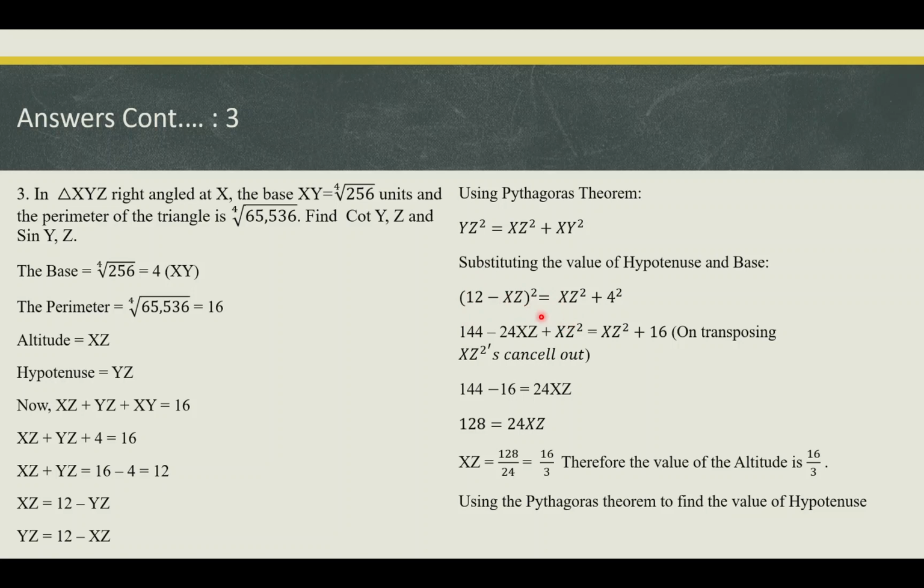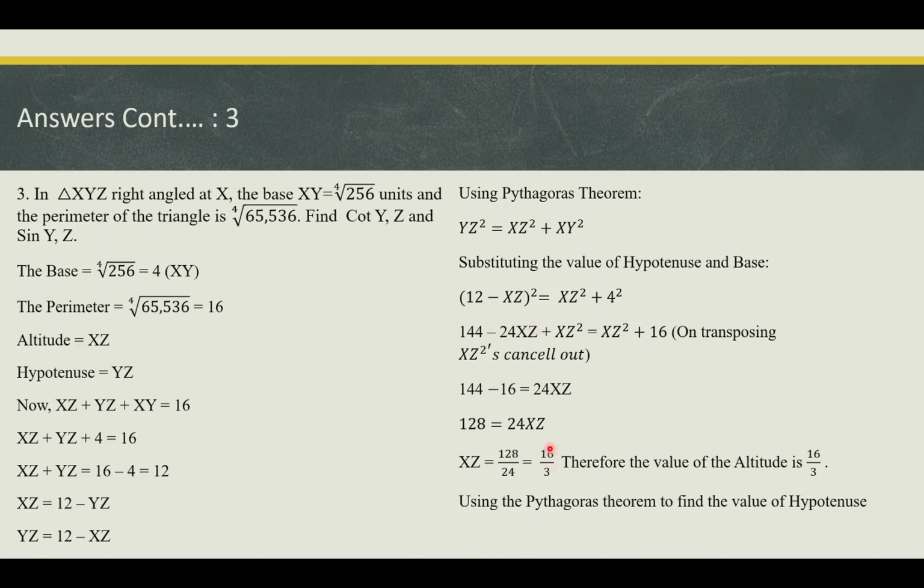So 12 minus xz whole squared is equal to xz squared plus 4 squared. Then using the a minus b whole squared formula, 144 minus 24xz plus xz squared is equal to xz squared plus 16. On transposing either of the xz squared to the LHS or the RHS, they cancel out. So it becomes 144 minus 24xz is equal to 16. Then I transpose minus 24xz to the RHS and 16 to the LHS, because I'm putting the like terms on one side of the equal sign and unlike terms on the other side of the equal sign.